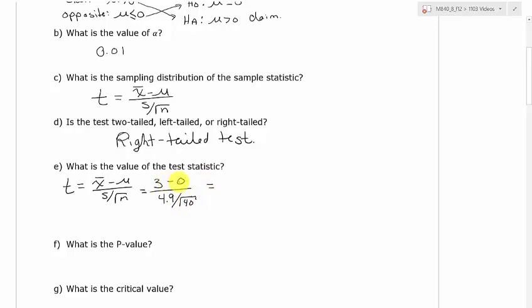3 minus 0 is just 3, so it's going to be 3 divided by, and then just make sure you put that denominator in parentheses when you put it into your calculator. And when you put this in your calculator, you should get 3.87. My StatLab is very picky, and you don't want to do any rounding until the end. So just make sure that you're careful about that.